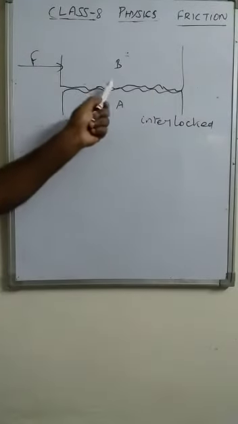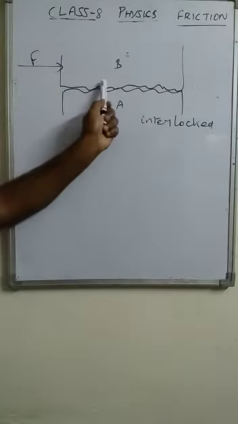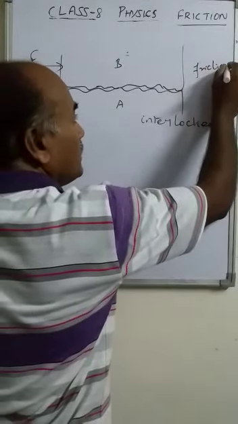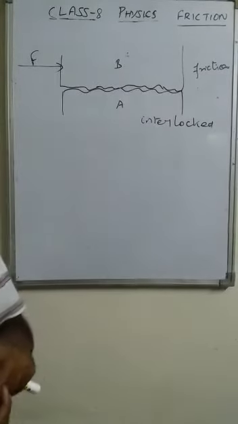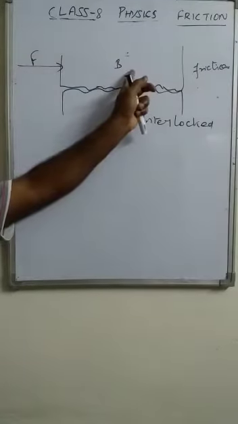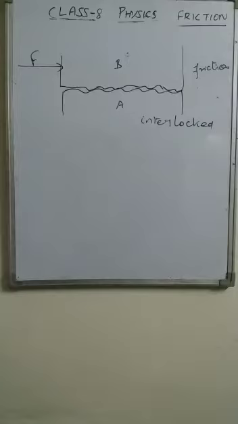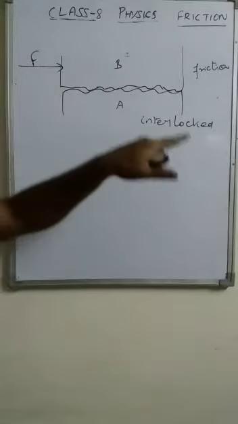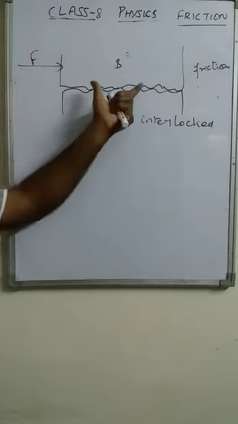That opposition to the applied force, due to the interlocking of irregularities, gives the friction. So friction is due to the interlocking of irregularities on both the surfaces, which opposes the applied force. That is the cause of friction. Since irregularities are present on all surfaces, friction also exists on all surfaces. This is how friction arises.